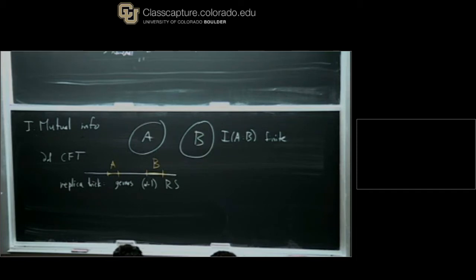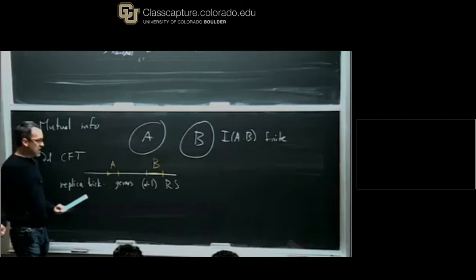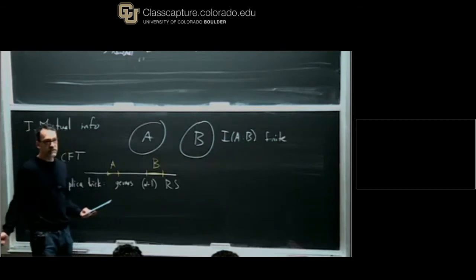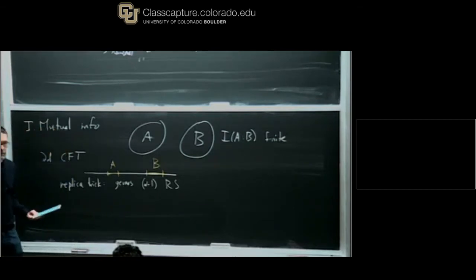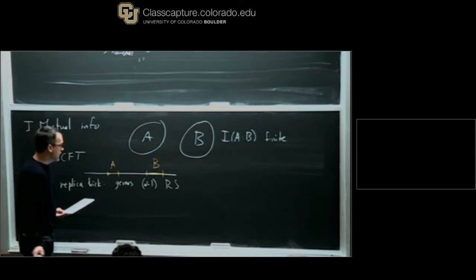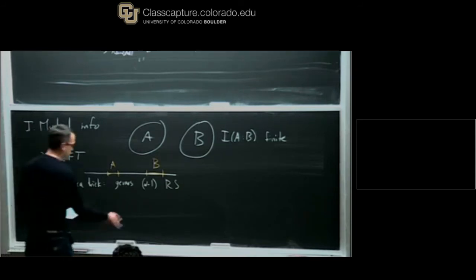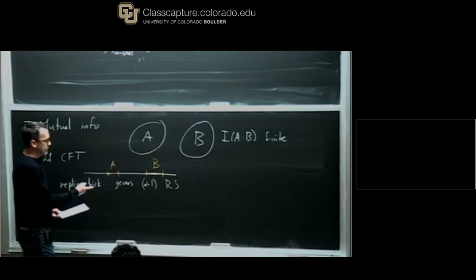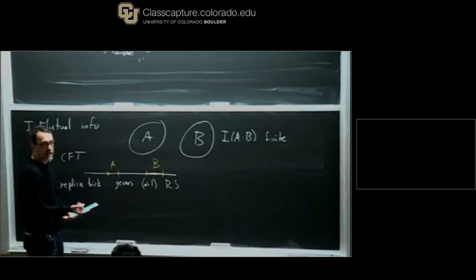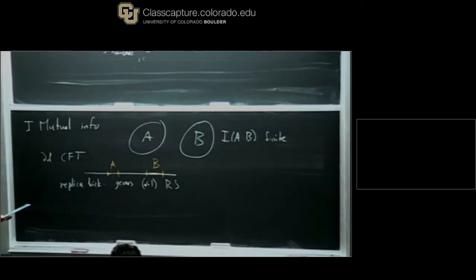And you know that unlike the sphere partition function, which depends only on the central charge, the torus partition function already depends on the full operator spectrum. And the, let's say, genus 2 partition function depends not just on the spectrum, but also on the 3-point functions. And so you're going to expect that this mutual information is going to depend in a much more complicated way on the CFT than just on its central charge.